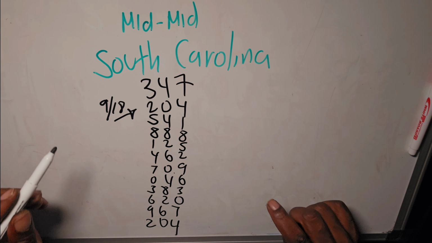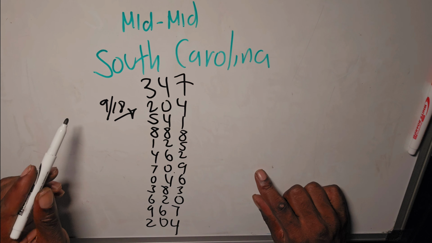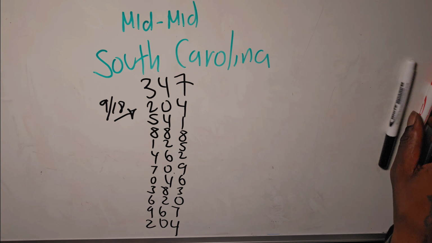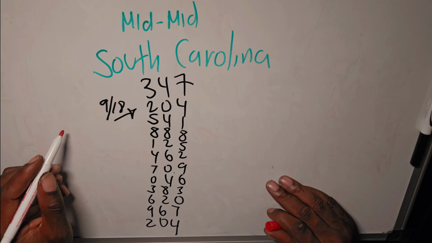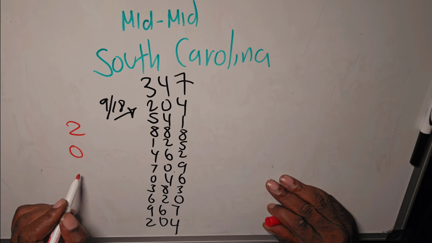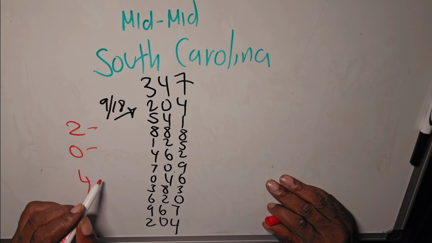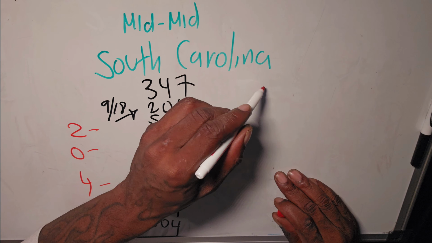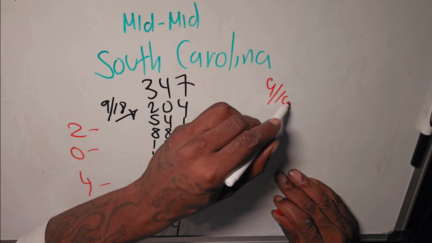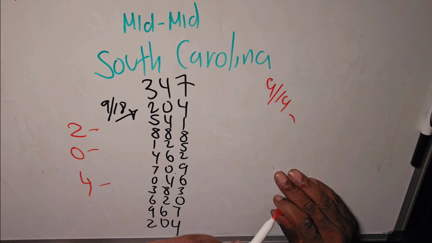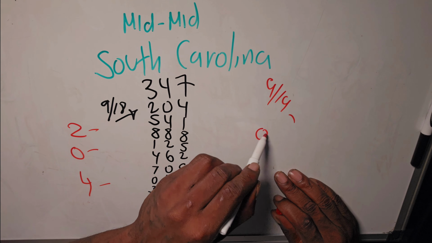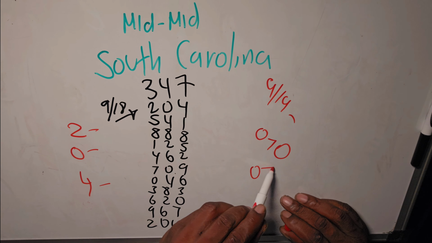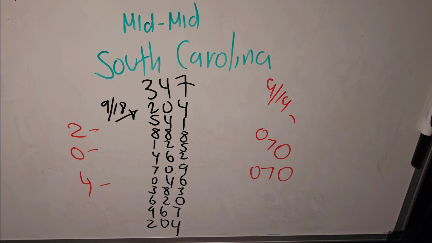Now South Carolina, what you're gonna do is take your previous numbers, change the color, and use the numbers next to it, 204, and follow the pattern. So for 919 midday, South Carolina had 070. That's what South Carolina had for 919 midday.